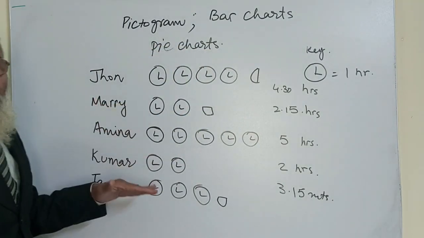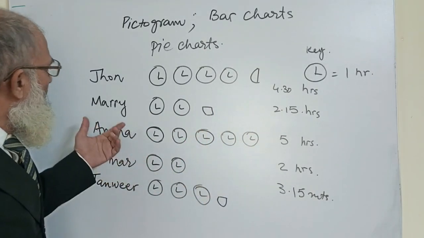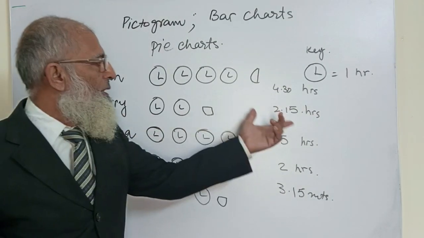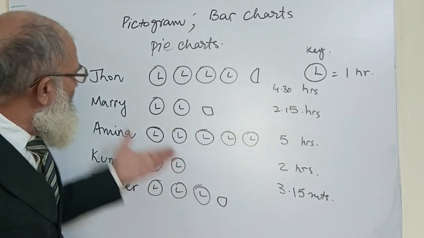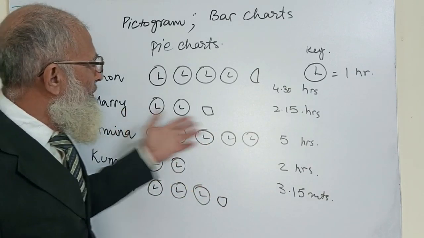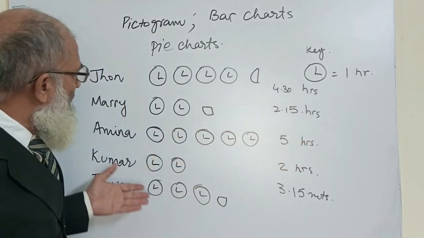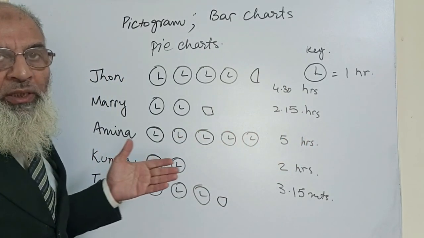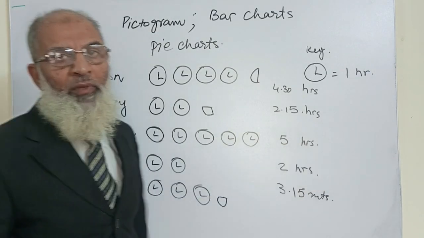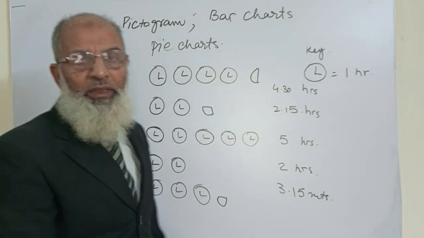So you can also ask questions about this pictogram. For example, how many hours does Mary spend talking on the phone weekly? We'll straight say that 2 hours and 15 minutes. And you can also ask who talks the most weekly, and that is Amna. So you can also make some more questions from these tables.